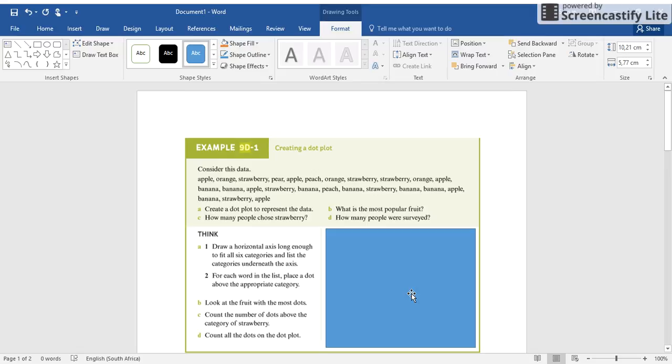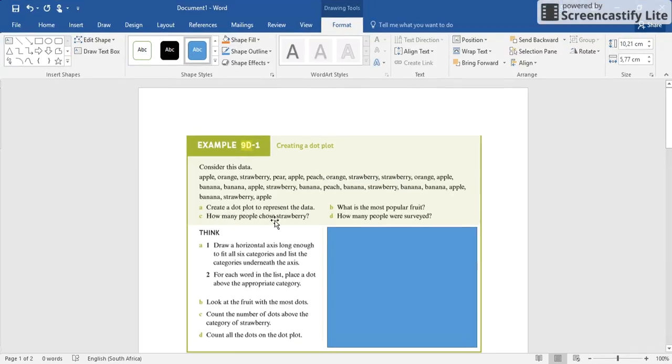Okay, guys, now we're looking at creating dot plots and stem and leaf plots, which I don't know if you've done before, but we're going to do it together now. All right, so it says, consider this data: apple, orange, strawberry, pear, apple, peach, orange, strawberry, orange, apple, and so on. Create a dot plot to represent the data.